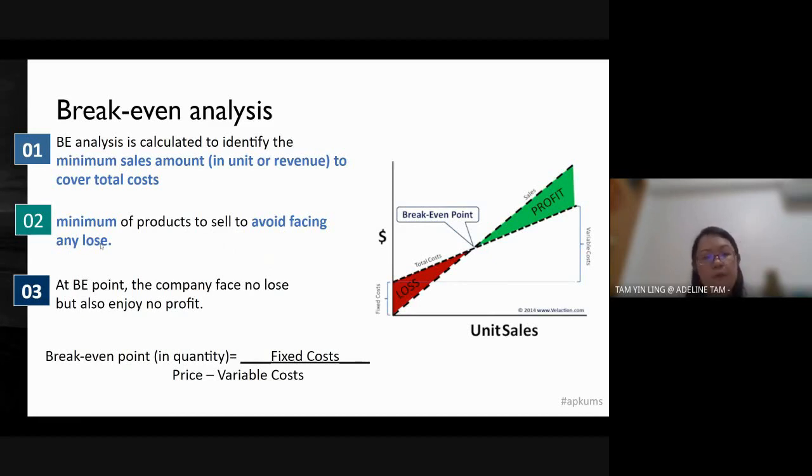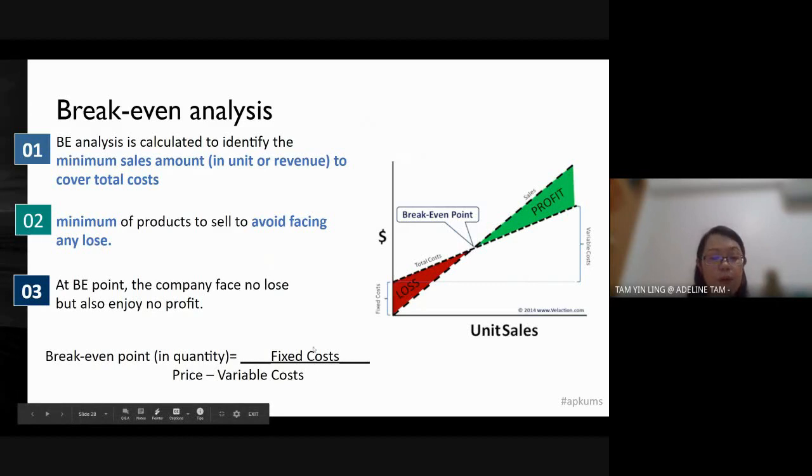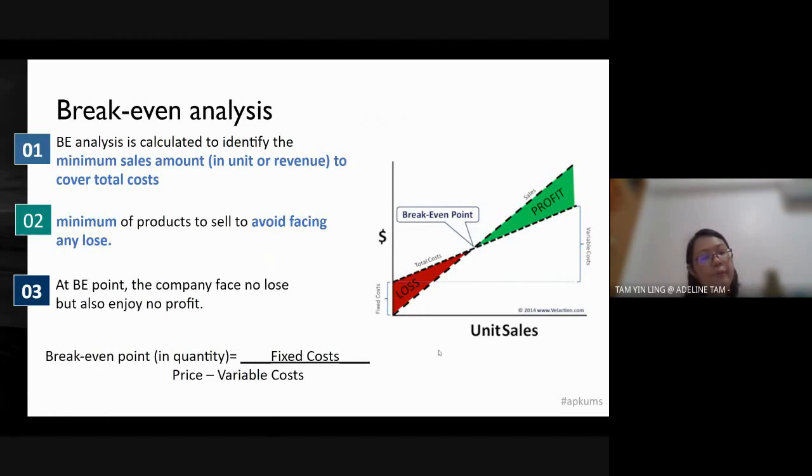For example, there are two ways to do this break-even analysis. First method is using a formula calculation. Second method is using a graph, a diagram like this, a graph like this to calculate it. I will recommend you to use a calculation.